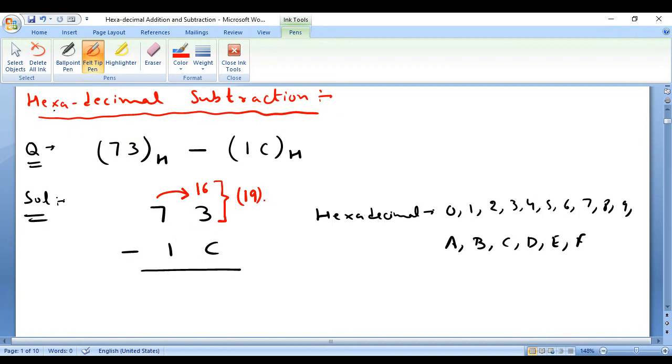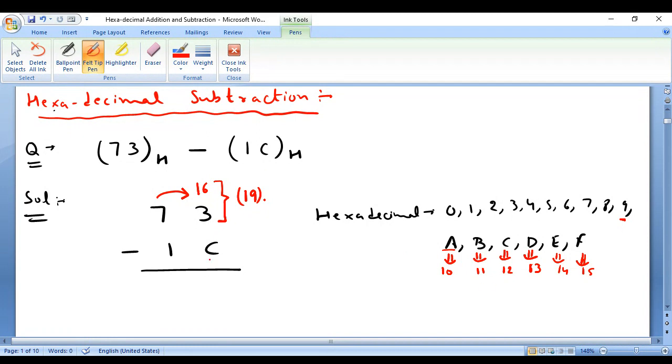And out of that 19 you have to subtract C. And what is the value of C? A stands for 10, B stands for 11, C stands for 12, because the last number is 9, so after 9, A stands for 10. The same way counting will proceed. So D will be 13, E will be 14, and F will be 15. I hope you are aware of this. We have already discussed it. So the C value is 12.